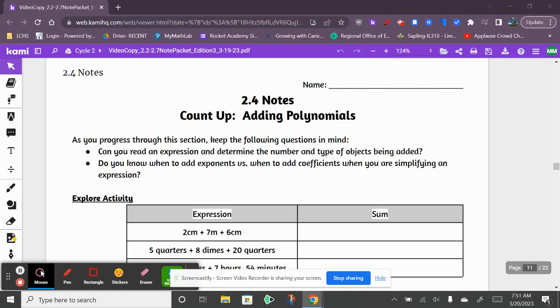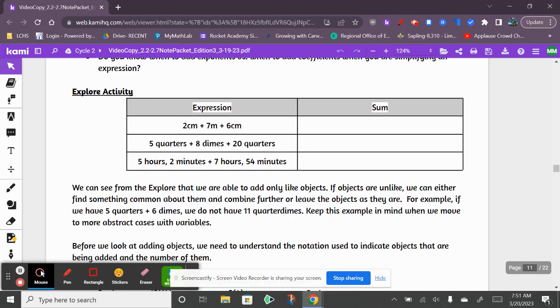Hi everyone, these are the section 2.4 notes, and these are going to be over adding polynomials or really just looking at adding like terms. So we're going to start with the explore activity. We have some different additions that we're going to look at, what we can actually add.